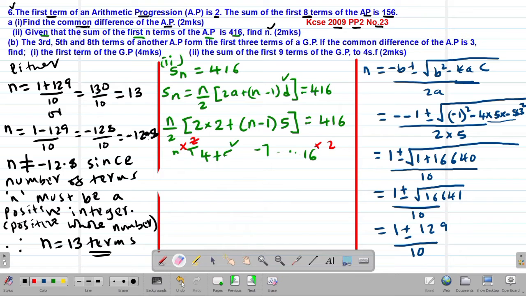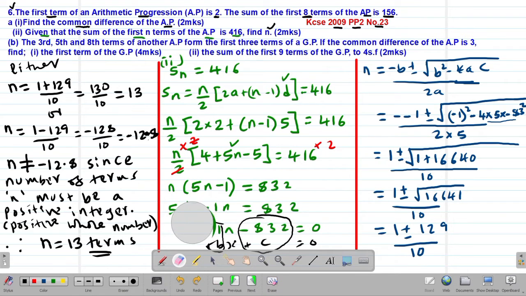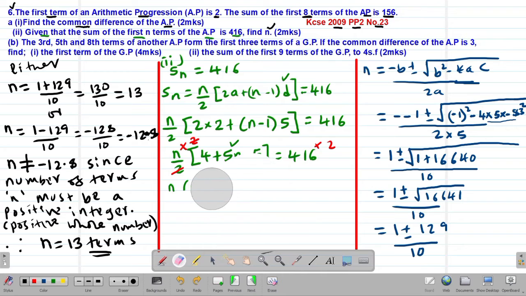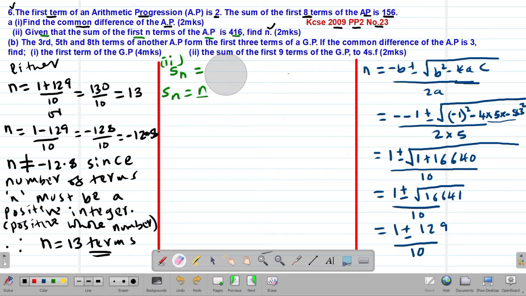So in part B, let me erase this particular area here so that we can use it to continue our working. In part B of the question, we are being told that the third, the fifth, and the eighth terms of an AP form the first three terms of a GP. If the common difference of the AP is 3, find Roman 1, the first term of this particular geometric progression.